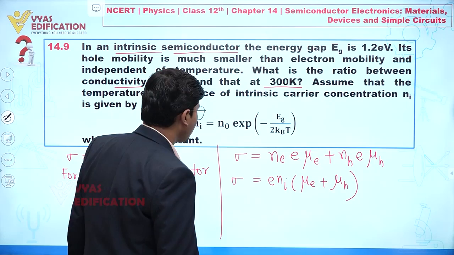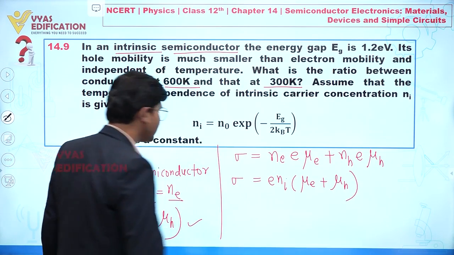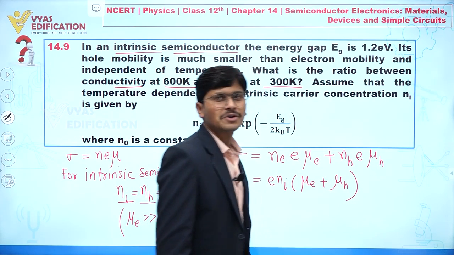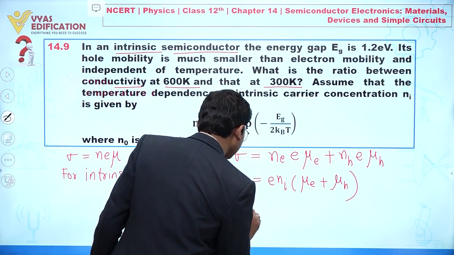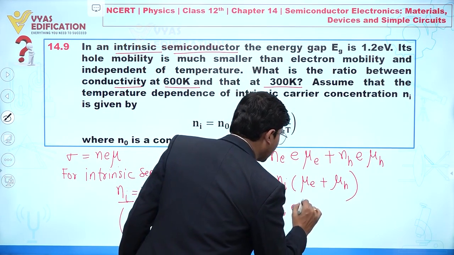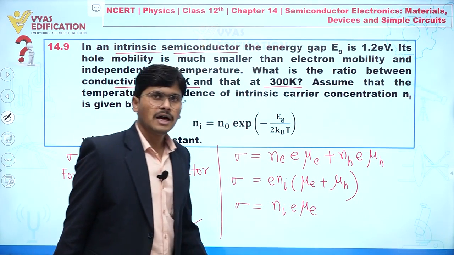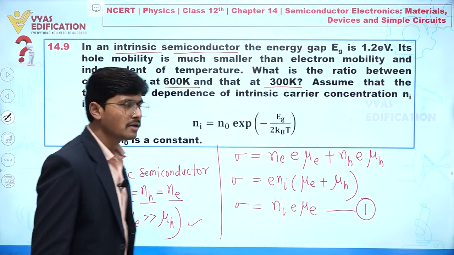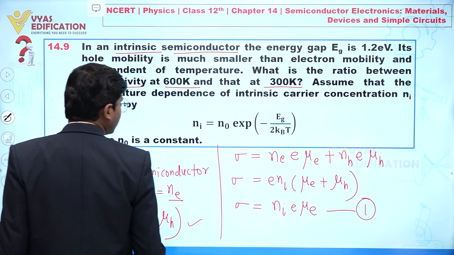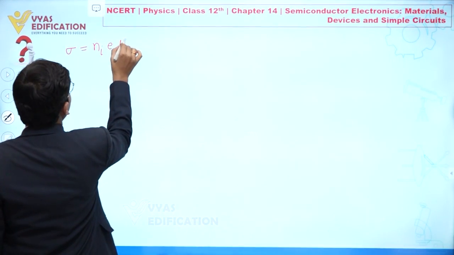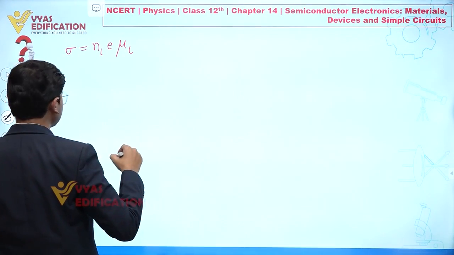Now actually mu E is much greater than mu H, so you can ignore mu H compared to mu E. So we can write sigma as Ni e mu E. Let's suppose this is equation number 1. So we can also write sigma equal to Ni e mu E.